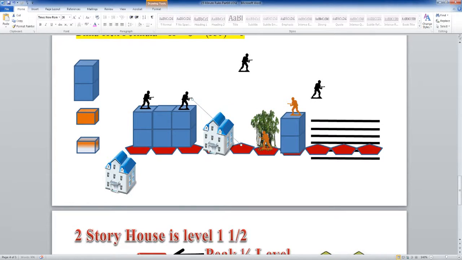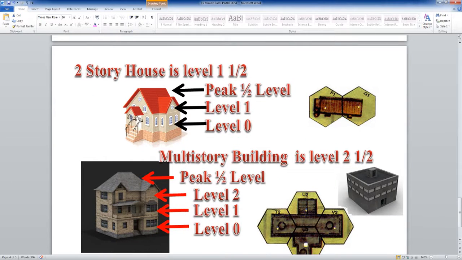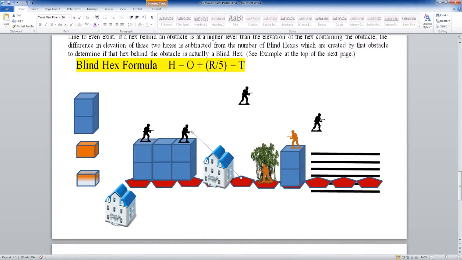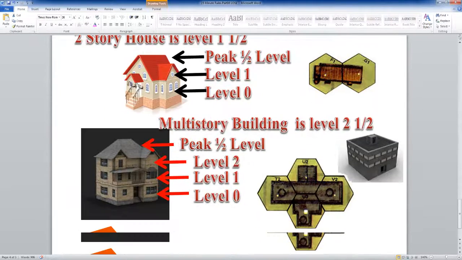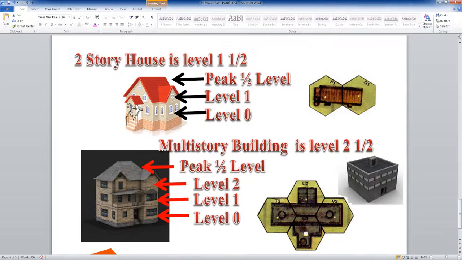And do we have line of sight to here? Well, that is going to be next episode when we talk about blind hexes. A very big thing, very important thing to talk about. And like I mentioned, the blind hex formula is h minus o plus r divided by 5 minus t. Think about that for a little while, and we'll see you guys towards the end of July with our blind hex video.